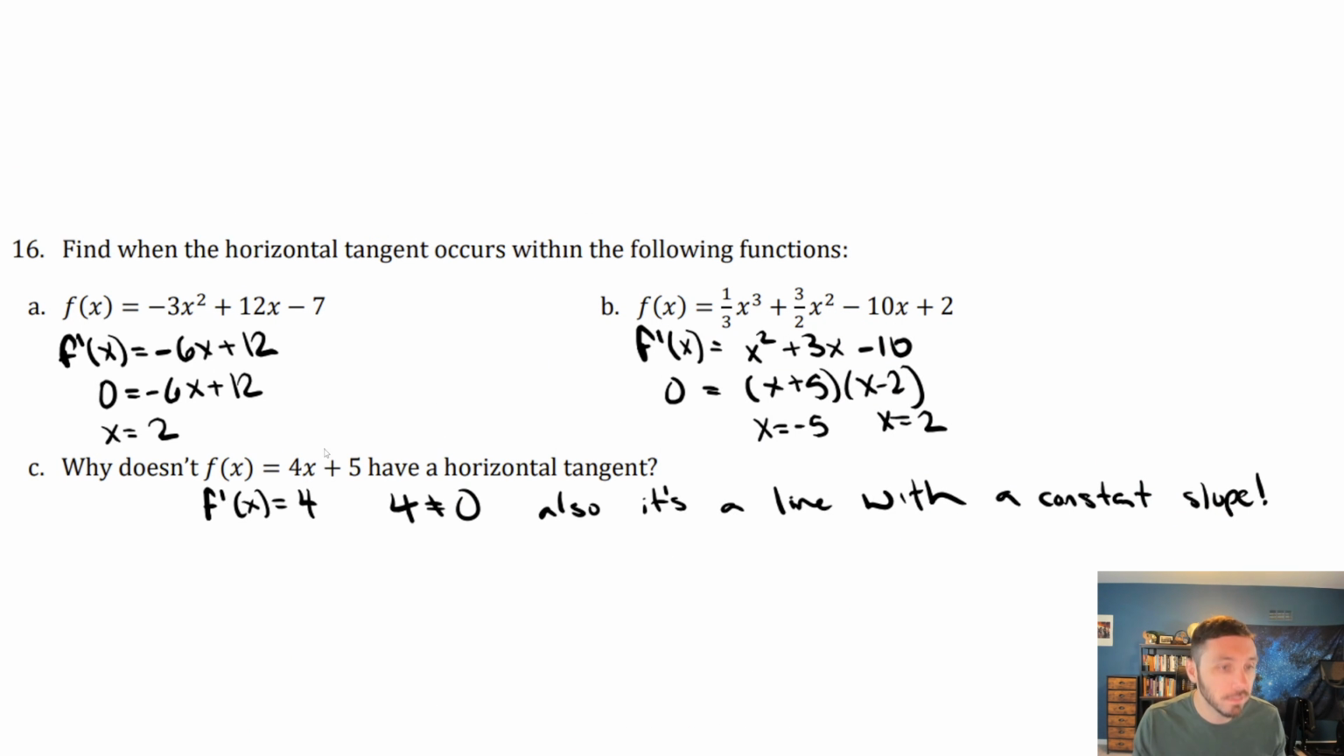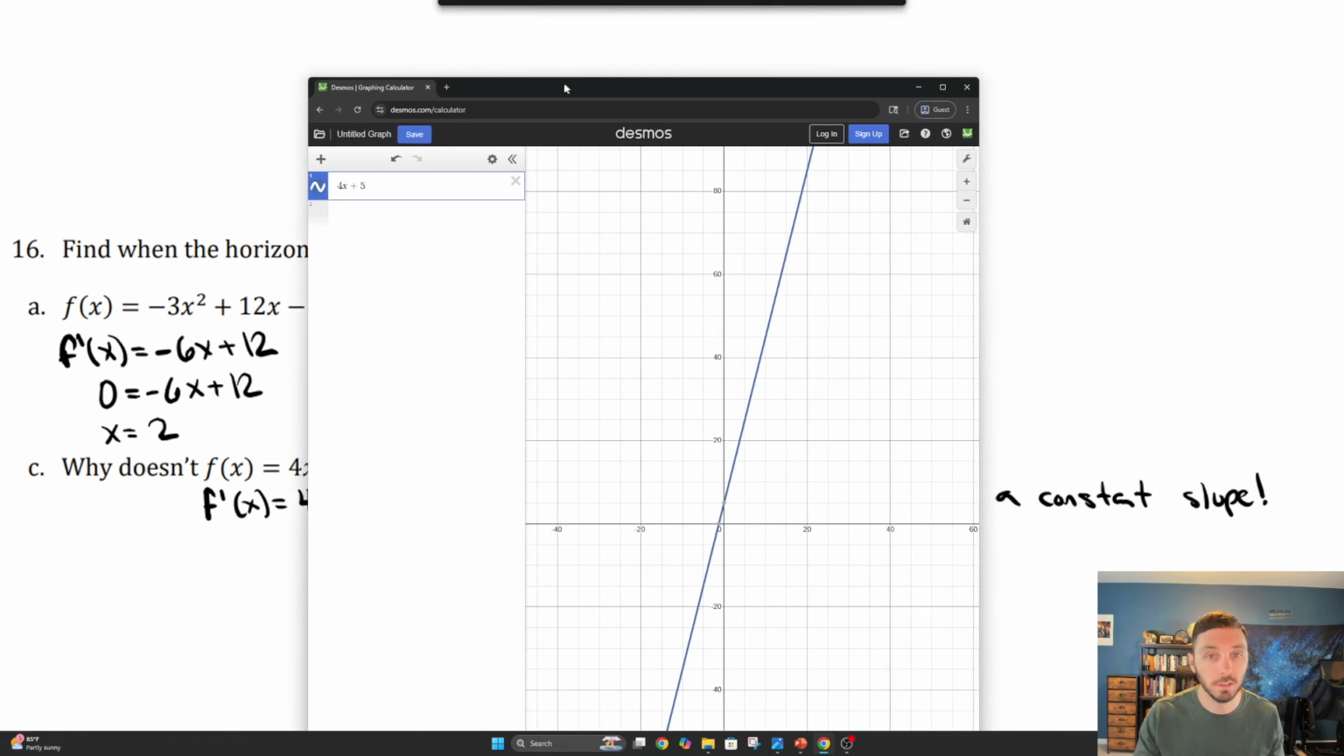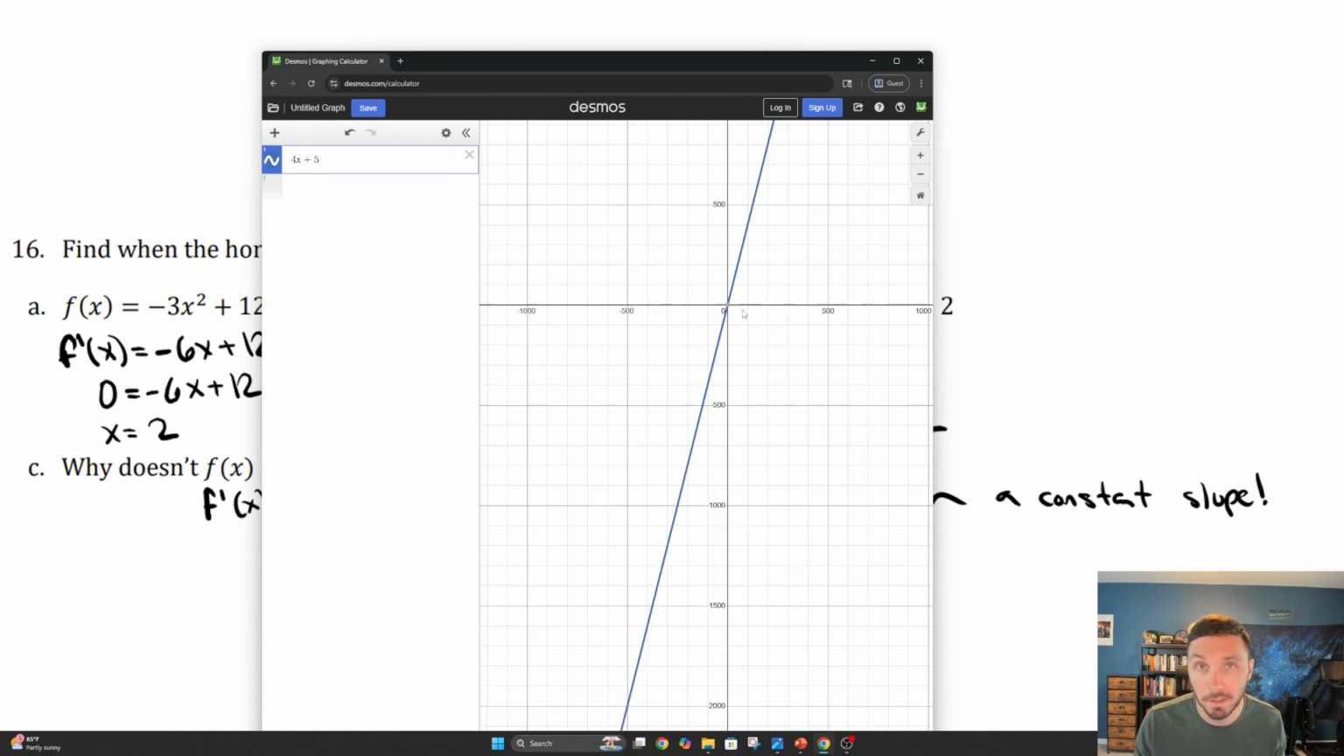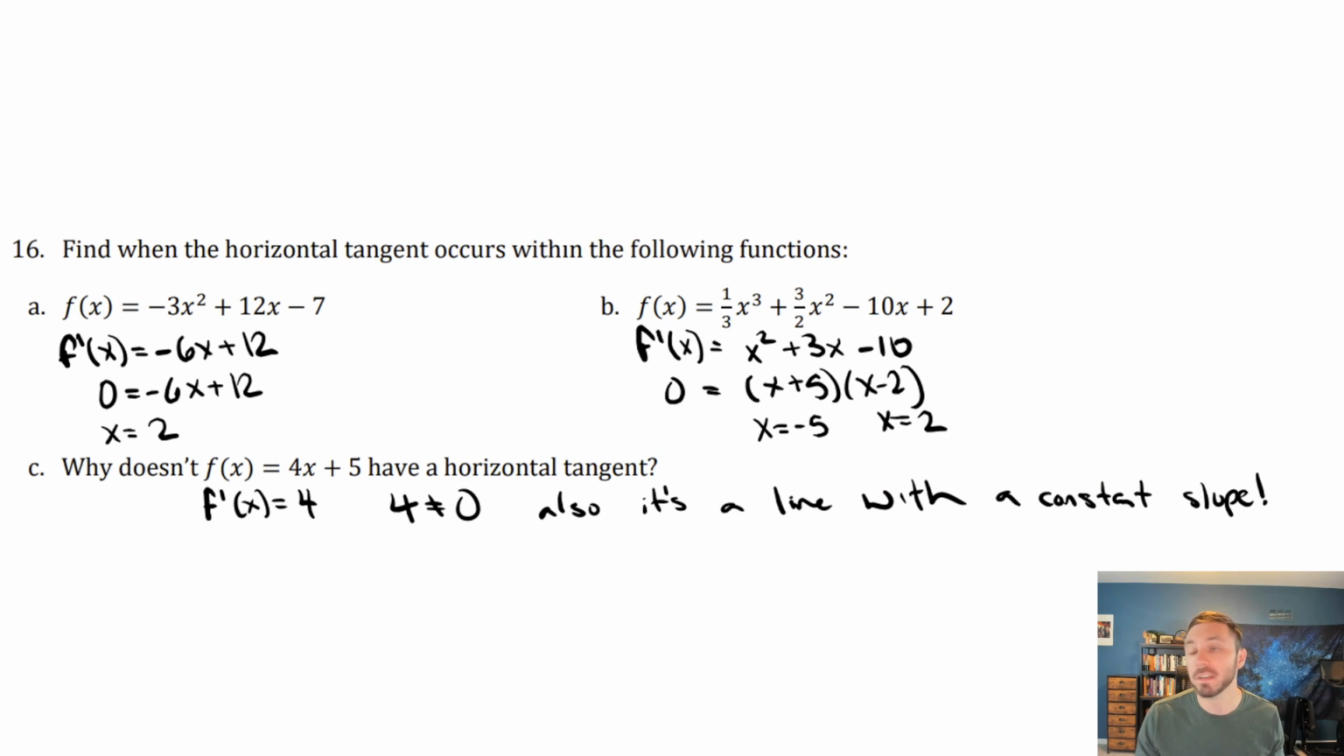So why doesn't 4x plus 5 have a horizontal tangent? Well, first off, it's just a line, right? When does this line have a highest or lowest, local point? Never, right? The slope is 4, and 4 is never equal to 0. So that's just a fun little, hey, that connects kind of moment, right?